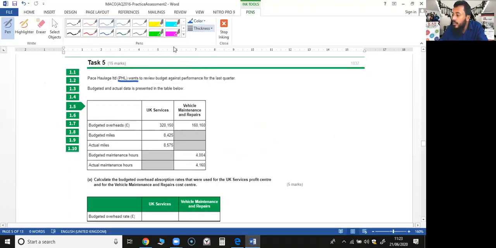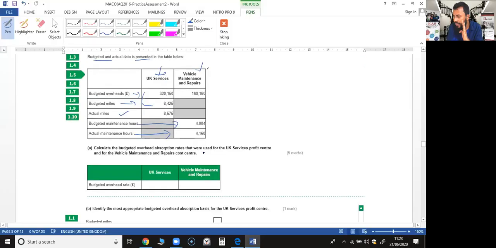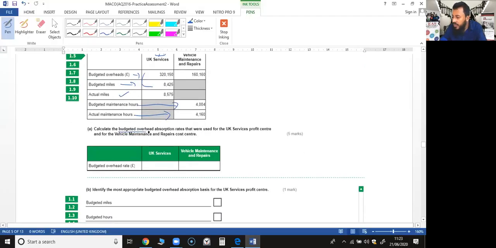Where is that? Oh, review the budget against the performance of last quarter, budget and actual given. So UK service and maintenance given, budgeted overhead, budgeted miles given for UK service, and actual miles also given, budgeted maintenance hours and actual maintenance hours given. We must read the requirement. Calculate the budgeted overhead absorption rate.